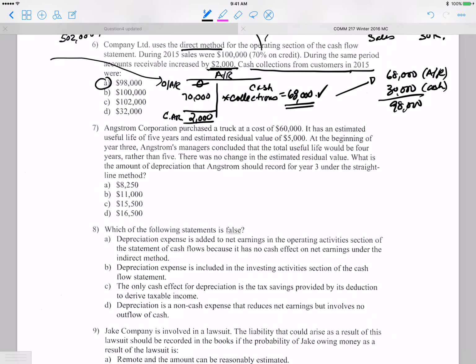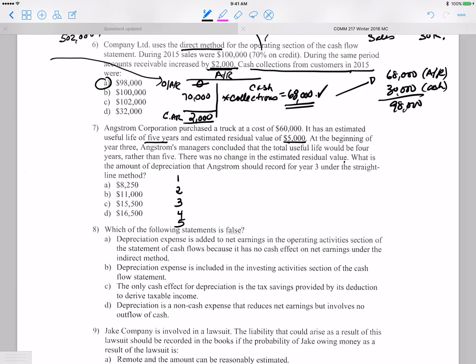For number 7, we have a company that bought a truck for $60,000. It had a useful life of 5 years, residual value of $5,000. At the beginning of year 3, so after 2 years, the managers concluded that the total useful life would be 4 years instead of 5. No change in the estimated residual value. What is the amount of depreciation for year 3? So we have 1 year, 2 years, 3 years, 4 years, and 5 years initially.